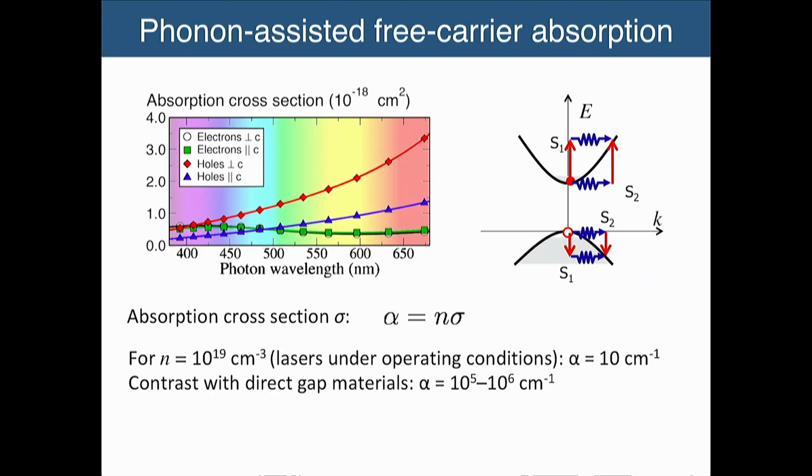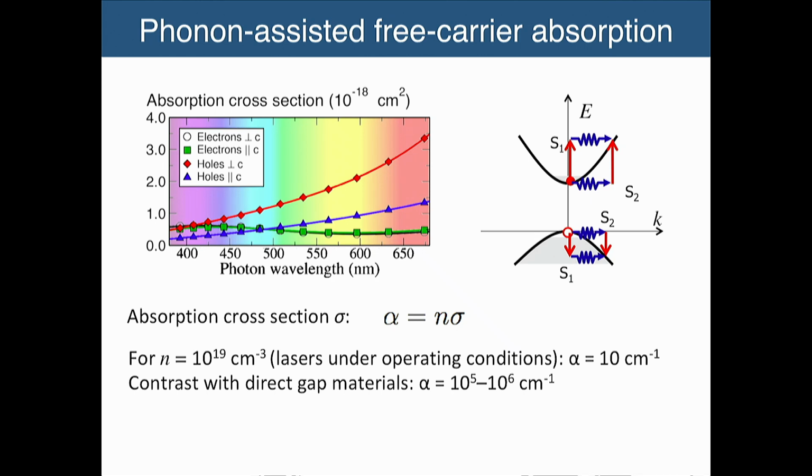So again, we did the calculation for phonon-assisted free carrier absorption. Again, now we're focusing on these intra-band processes between electrons at the bottom of the band to higher states. And we found the absorption cross-section. Why the cross-section? The absorption coefficient here is proportional to how many carriers you have, and the proportionality constant is this cross-section. This is a weak process. To give an idea how weak it is, if you have 10 to the 19 carriers, which is actually quite high, it's typical for lasers under operating conditions, your coefficient as an order of magnitude is about 10 inverse centimeters.